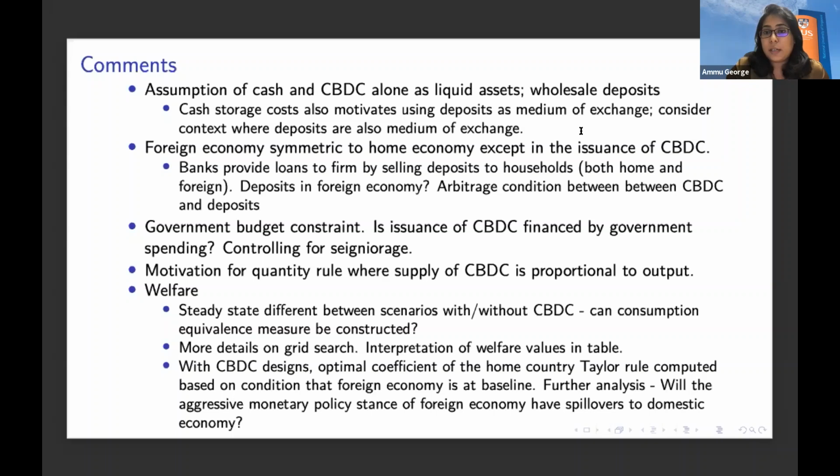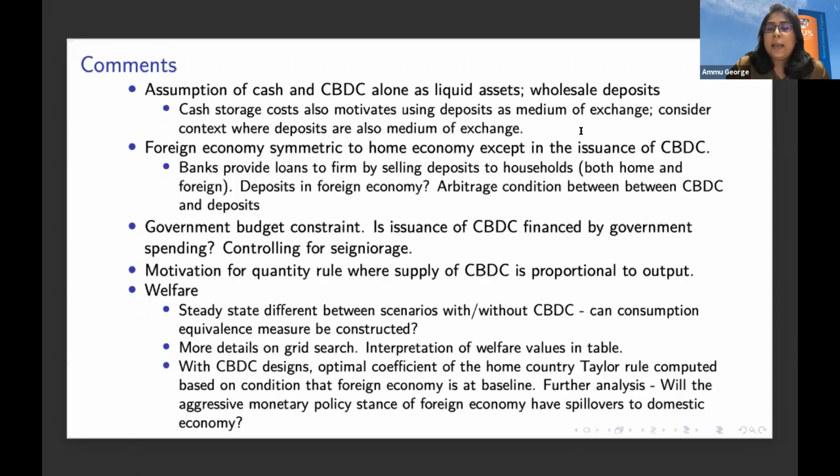That is another question. It would also be interesting to have more details on the grid search and the interpretation of the welfare values in the table. So does it mean that the agents get a welfare gain when moving from the regime without CBDC to with CBDC? And how does it differ between the home economy and the foreign economy?